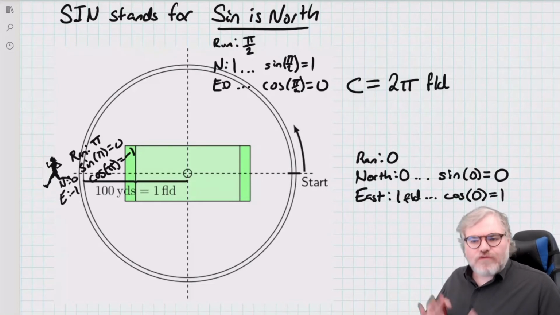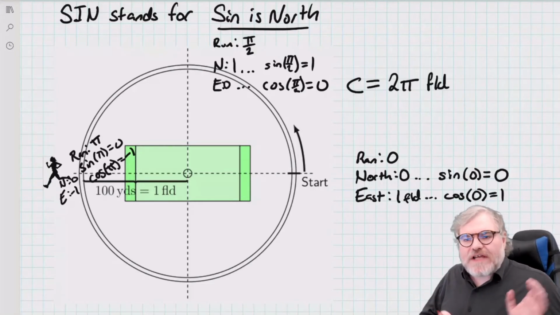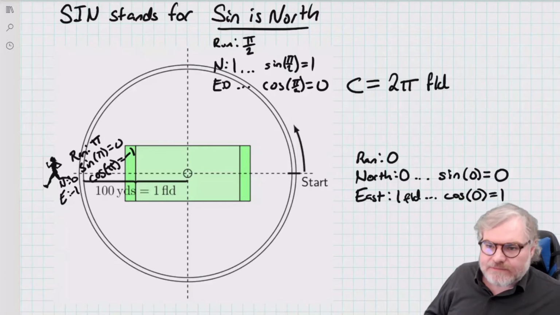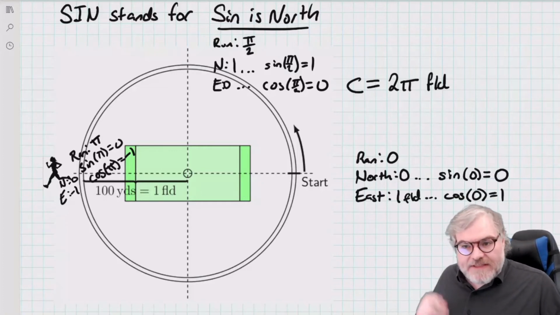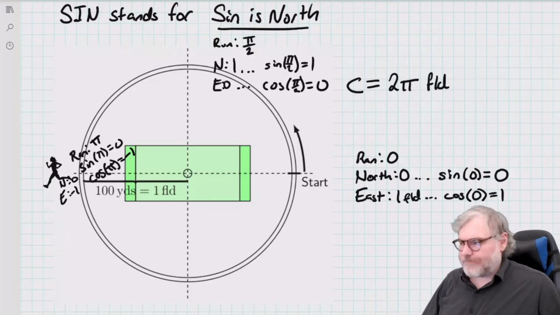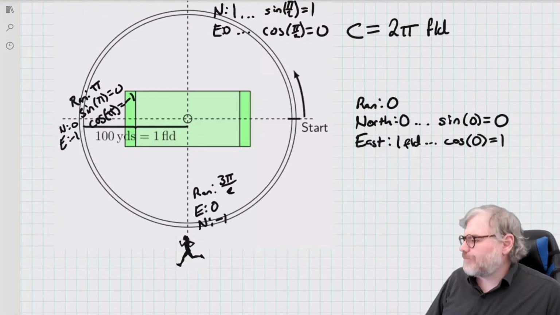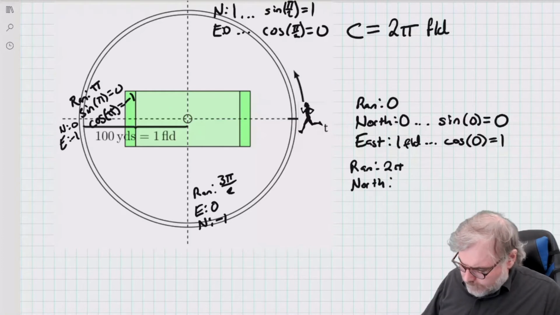And as I'm saying, don't remember sine and cosine. Remember north and east. Every time you look at cosine, say, oh, that's east. And every time you see sine, sine is north. The eastiness, again, is 0. The northiness is -1.